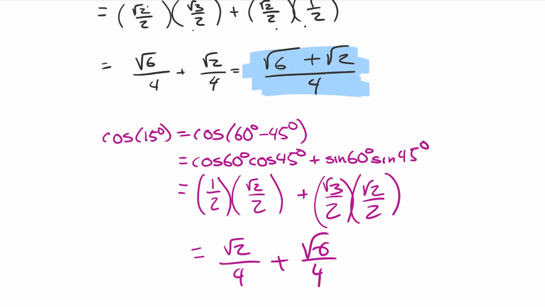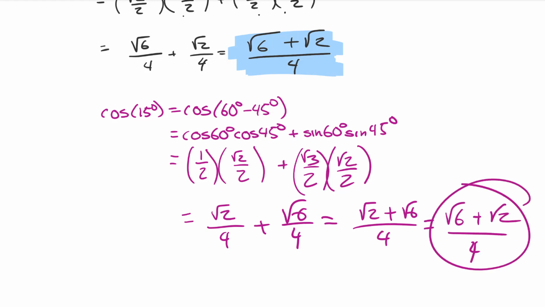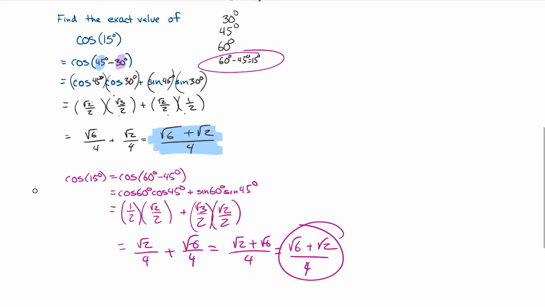We put this all together, we get root 2 over 4 plus root 6 over 4. That's the same thing, just turned around. So this is root 2 plus root 6. I'm pretty sure addition is commutative, and this is the same answer. Two different ways, but we got to the same solution. So it doesn't matter which one we use. We just use one.